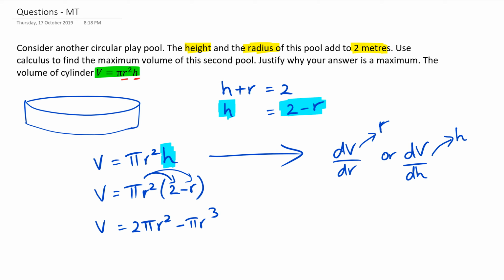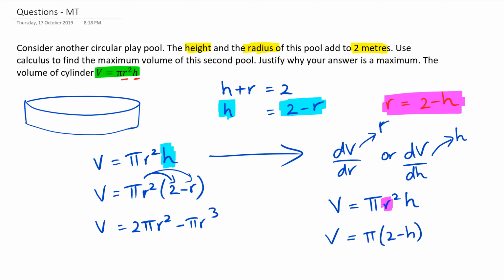Now let me show you what happens if you do it with respect to h. Instead of putting h, you would have done r equals 2 minus h. That means we end up with v equals pi r squared h, and instead of r here, you replace it with 2 minus h. You get v equals pi times (2 minus h) squared multiplied by h. So you've got a little bit more work to do with dv dh, but you're still going to end up with the same answer, so it's not a problem.